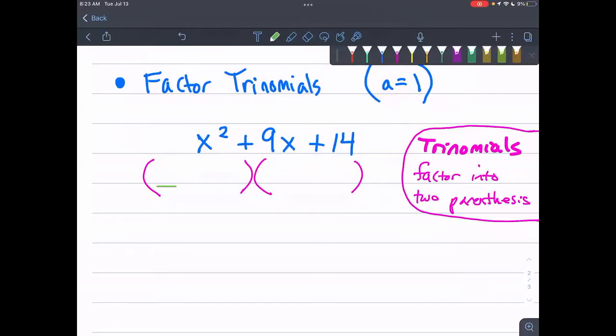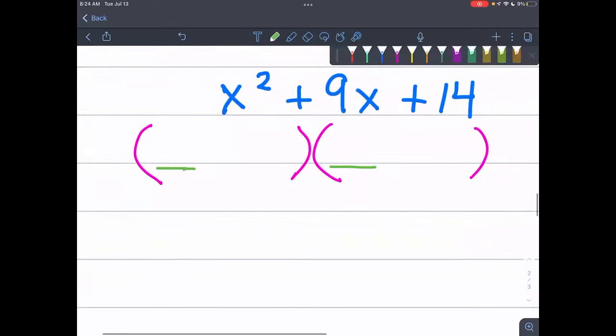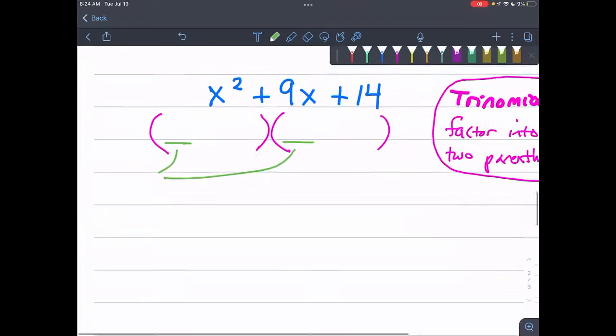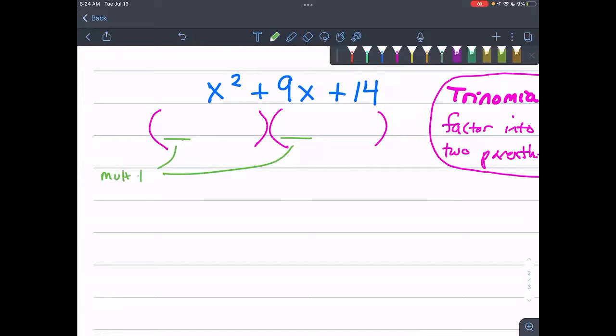Okay, so the first thing in both of these I'm going to underline, because both these parentheses are going to be binomials. You'll have 2 terms in the first parentheses, 2 terms in the second parentheses. So I'm underlining these first 2 spots. Those have to multiply to be x squared. They have to multiply to whatever the first term is. So any idea what 2 things can multiply to be x squared? X and x. Yeah, hopefully that's the easiest part of this for you guys.